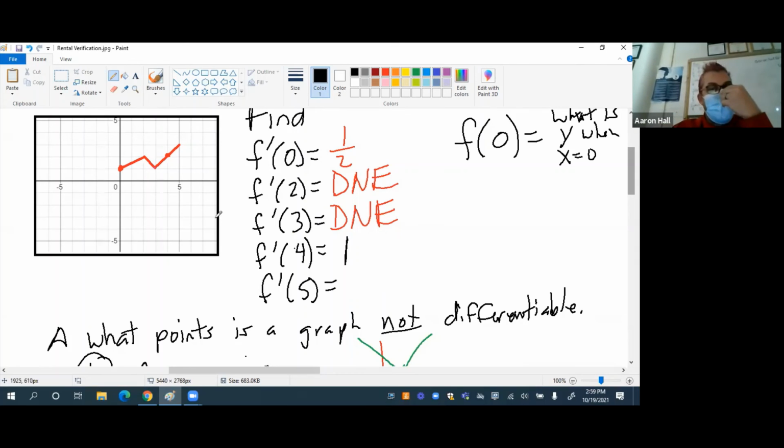What about when x is 5? Is it also 1, since we also accept 0 at the end? Can you have a slope at the very edge of a function? Yeah, you can. And so the answer is 1. Yep. Both of these are 1.